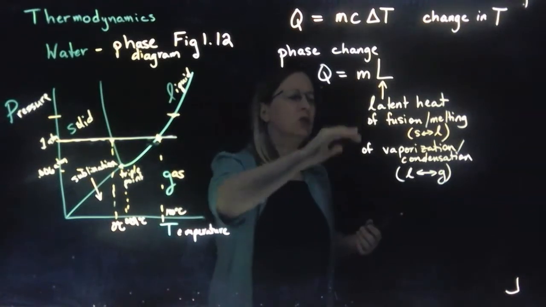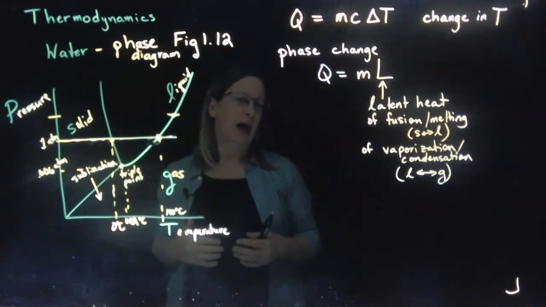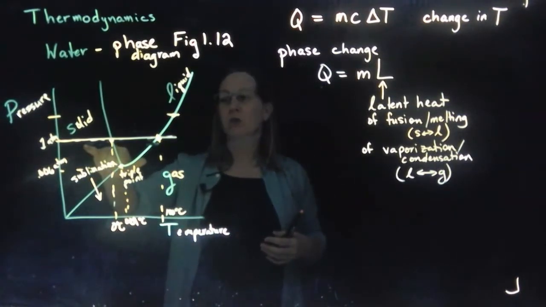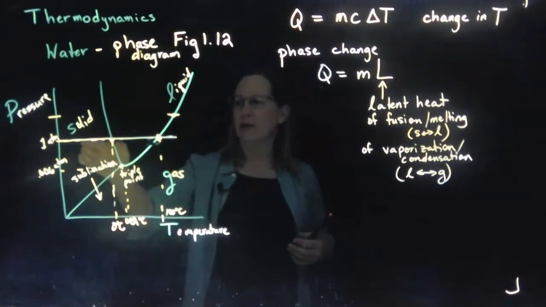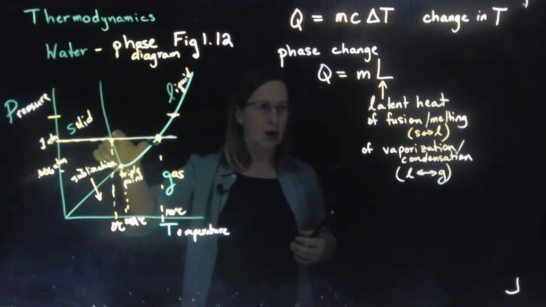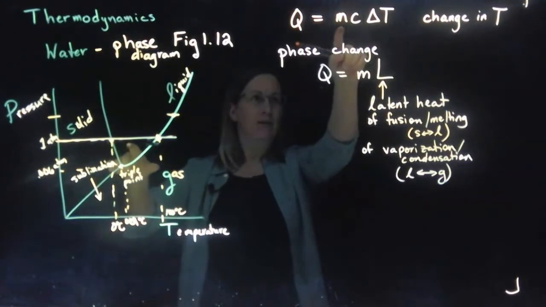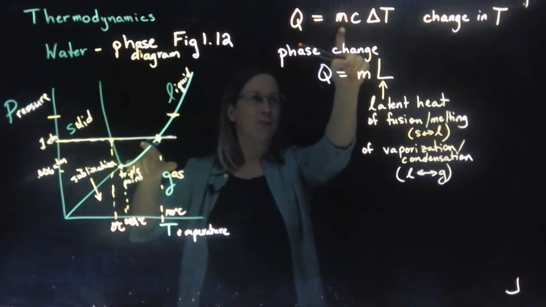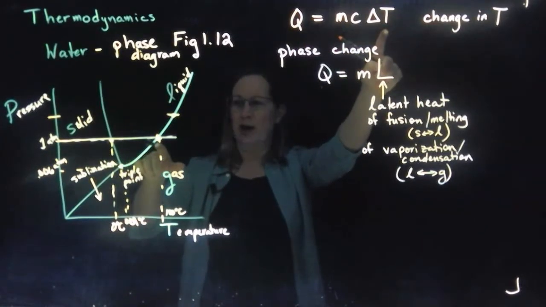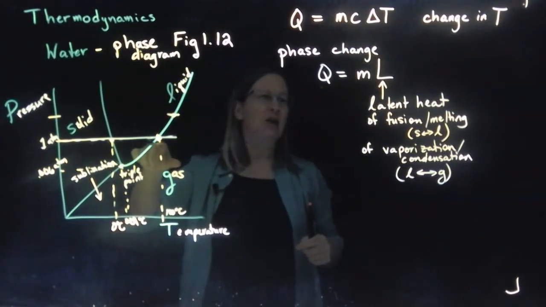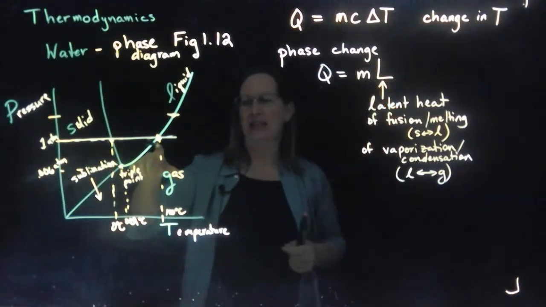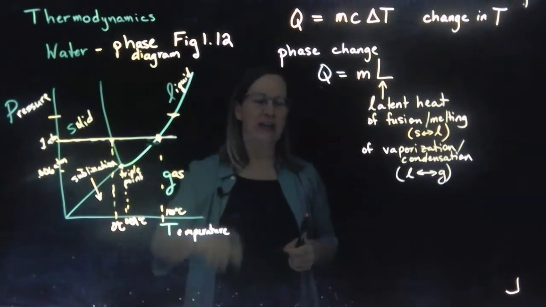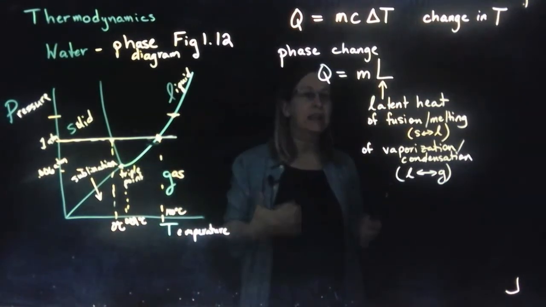So these are all steps that ice would go through on its way to steam. It goes from ice, has to melt, so we need this. Then we have to use this to change its temperature up to 100. And then we need some more latent heat of vaporization to turn it into steam at that point.